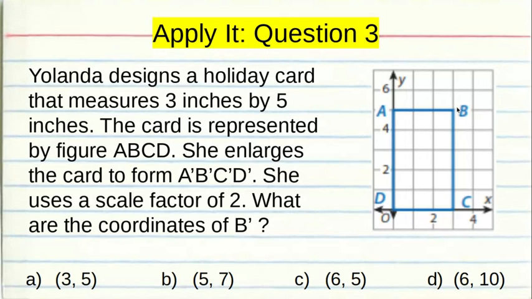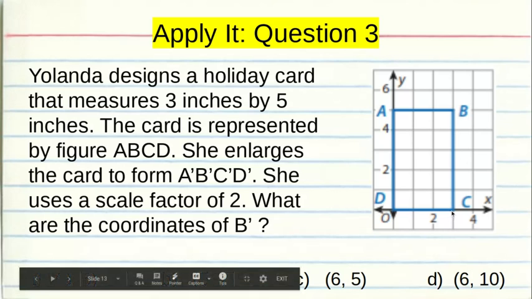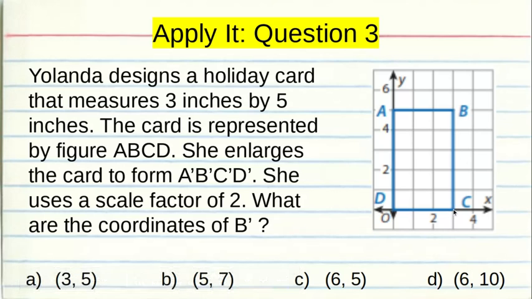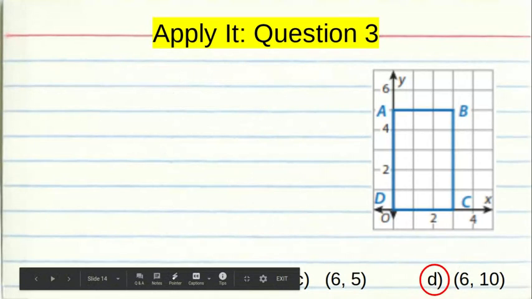So we would take our B point here and multiply it by that scale factor of 2. So our B point is at 3 for our X and 5 for our Y. So we start by doing 3 as our x value times 2 and get 6. And then we take 5 times our scale factor of 2 and get 10. So that means that our answer will be 6 over 10.